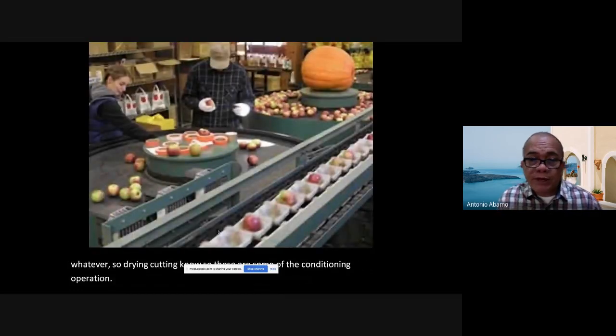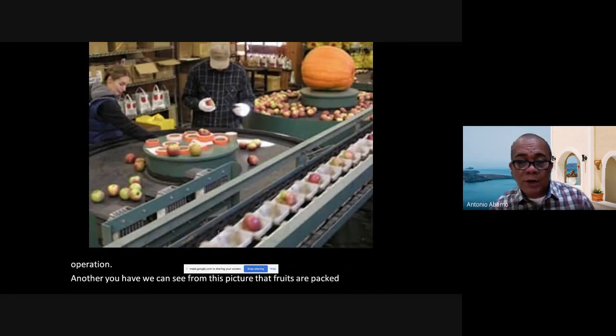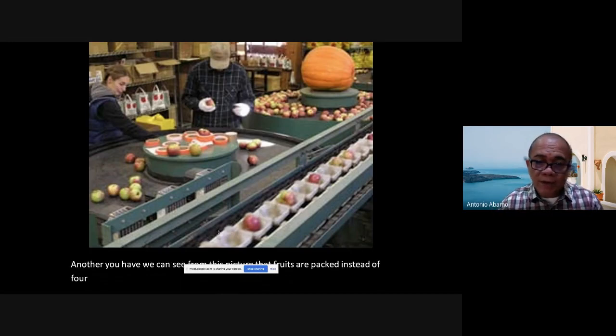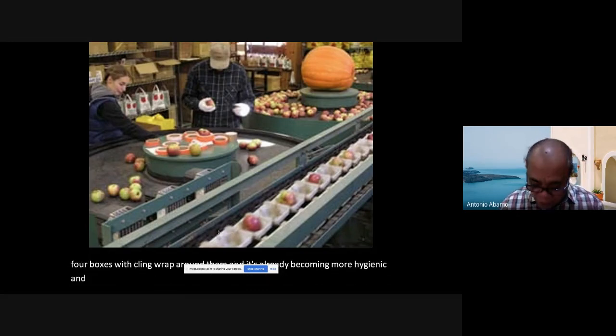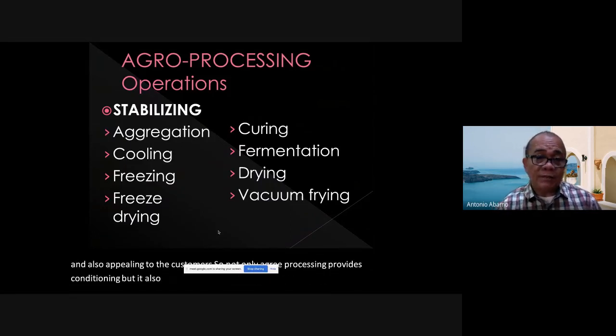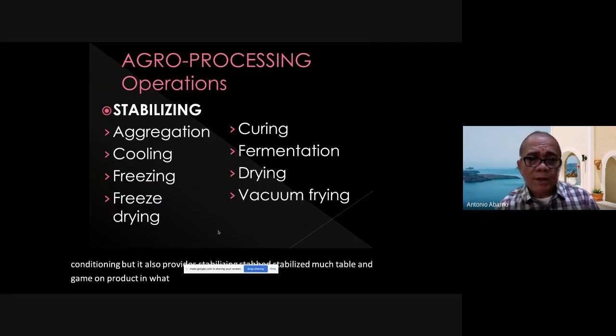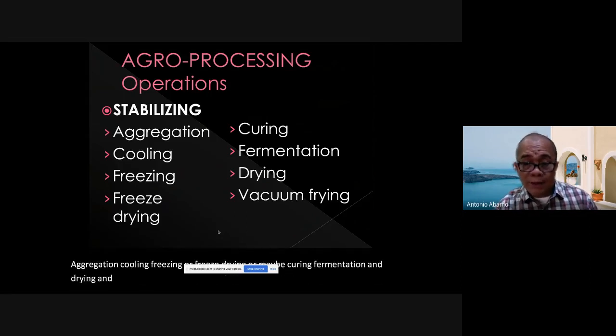Another, you can see from this picture that fruits are packed in styrofoam boxes with cling wrap around them, and it's already becoming more hygienic and also appealing to the customers. So not only does agro-processing provide conditioning, but it also provides stabilizing. Stable ang imong product. In what way? You have aggregation, cooling, freezing, or freeze drying, or maybe curing, fermentation, and drying, and vacuum frying, for example.